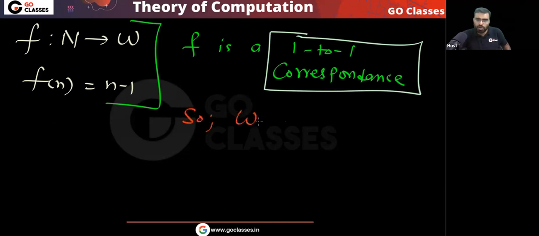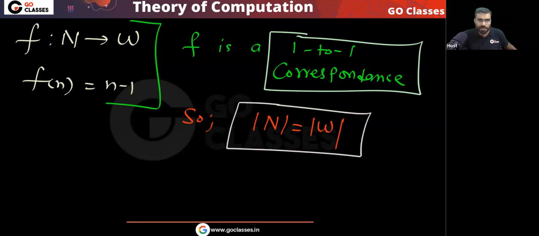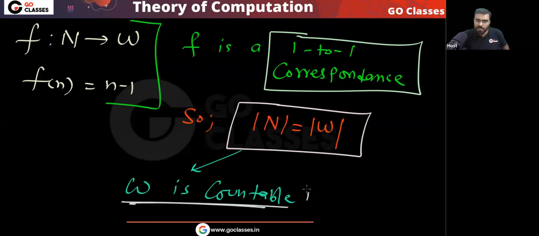I can say that they have the same cardinality. Their cardinality is the same. Yes or no? The cardinality of W is the same as the cardinality of positive integers. This is the definition of countable. So in this situation, I can say W is countable. Agree with me? This is the definition of countable infinite. So I can say W is basically countably infinite.